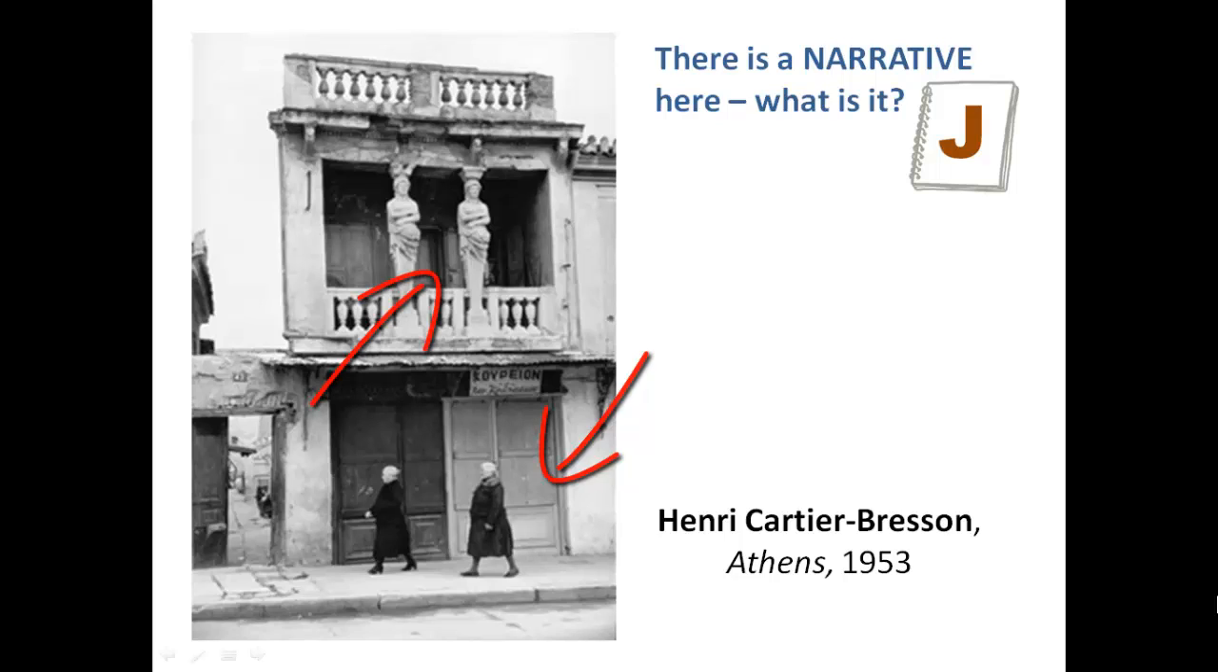So in your journal, you're going to state the name of this work, and then you're going to write a very short paragraph about what the narrative, what is the story that you perhaps could glean from this work. And that will be your second journal entry for this lesson.